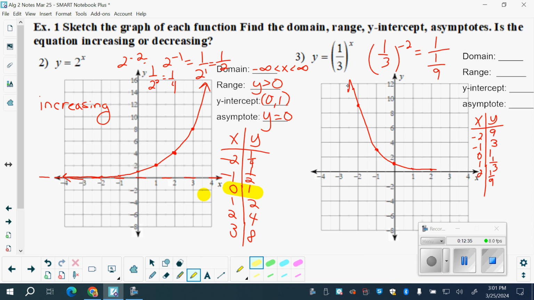So does this make sense that this keeps going up over here? Even though we didn't graph more points, it keeps going up. Does that make sense? And then here, what's happening here? Does it ever reach 0? No, it gets closer and closer to 0, but it never quite gets there. So we've got an asymptote. What is our asymptote that graph approaches? Y equals 0 again. Yep.